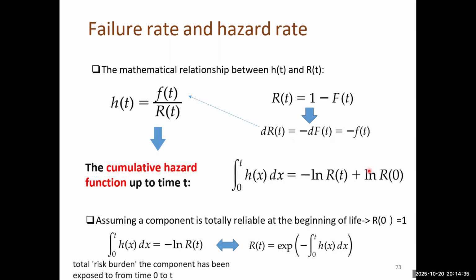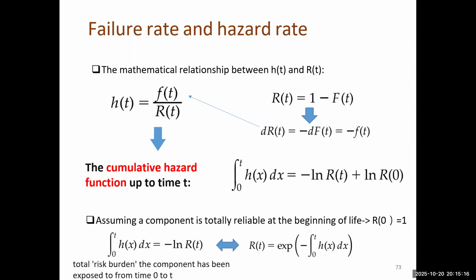Because when we integrate the hazard rate, we substitute f(t) with minus dR(t) in the definition of h(t), and this can be rearranged as h(t) equals what? Minus dR(t) over R(t). The right-hand side, minus dR(t) over R(t), is recognized as the derivative of minus ln R(t). So we have h(t) equals minus ln R(t).